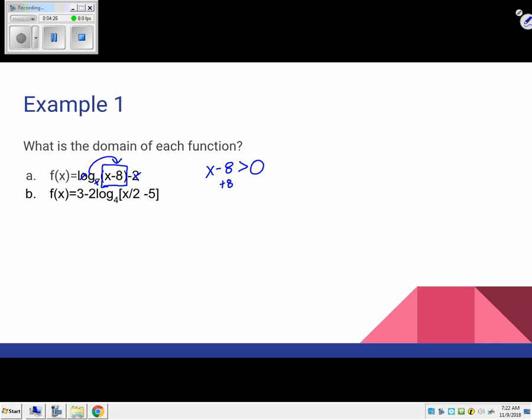Add 8 to both sides, and I've solved my inequality. x has to be greater than 8. In interval notation, x being bigger than 8 is everything from 8 to infinity, and this is going to be my answer. All right, pause the video, you try part B, and then we'll see if our answers match.